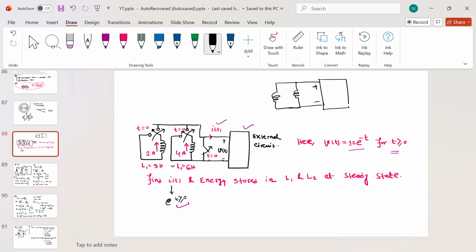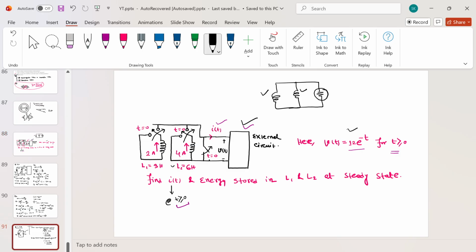In that case, what will happen? How your inductor will behave will be decided by this voltage. But let's say instead of this external circuit, you had only an external resistance circuit. Okay, in that case, what will happen? The energy stored in both the inductors, the total energy, will be dissipated in the resistor. So in that case, there will not be any energy left in the inductors. Okay, but in this case, what is happening? It is delivering some energy to this external circuit. At the same time, it is also having some energy in the inductors at steady state.